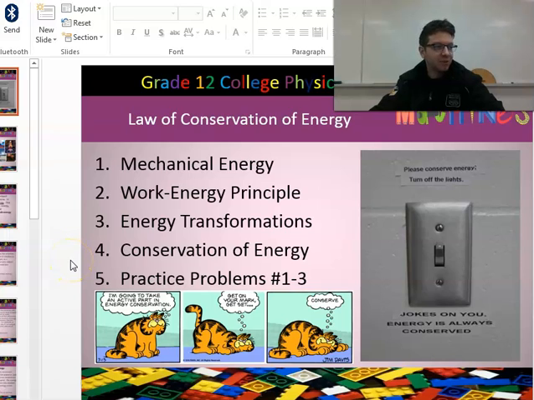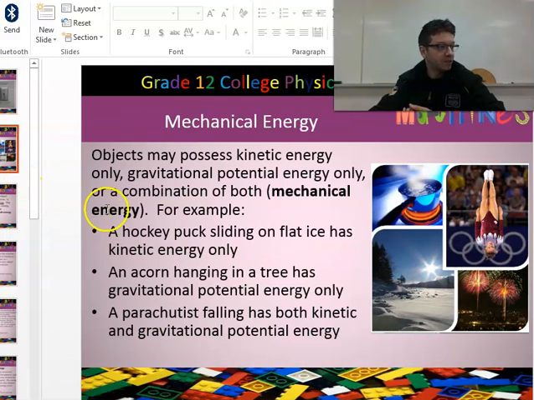So in today's lesson, we're going to take a lot of the stuff we've learned in this unit and put it all together. We've talked about different types of energies, we've talked about work, right? And we've even talked about energy transformations from one form to another. Any object can possess maybe just kinetic energy, or maybe just gravitational potential energy, or maybe a combination of both. We call this mechanical energy.